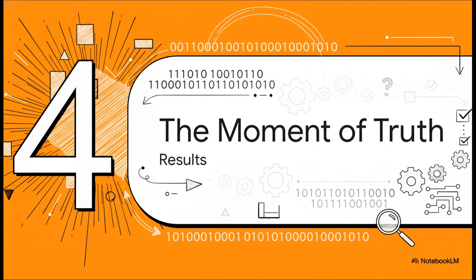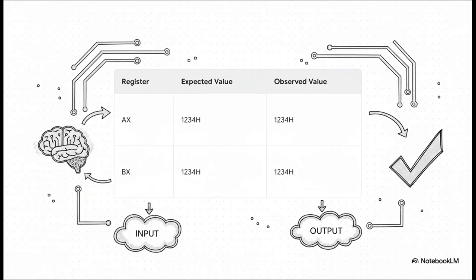Okay, so after all that careful translation and all that painstaking button pushing, did it actually work? This is where we find out. And boom, there's the payoff. The whole point was to load 1234 into register AX, then copy it to BX. And this table, right from his observations, shows it all. The expected value and the observed value, they are a perfect match. A flawless execution. It worked.